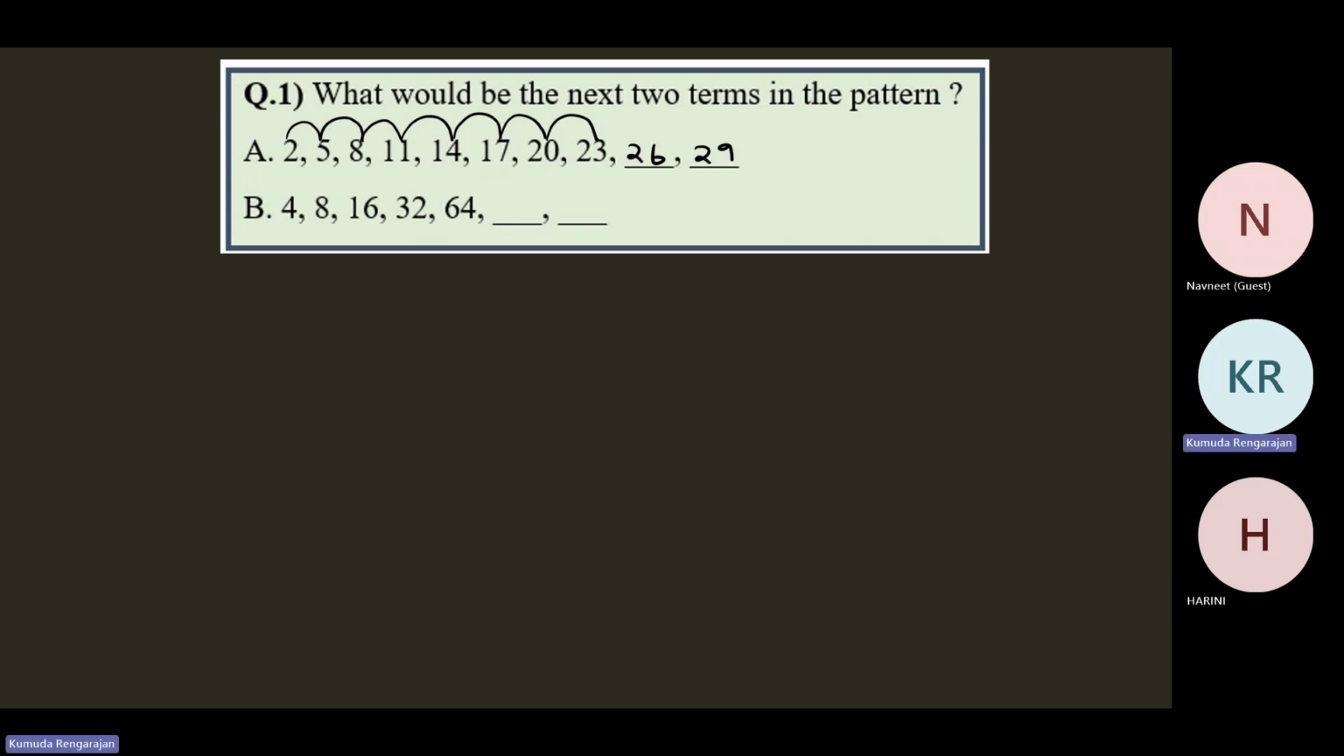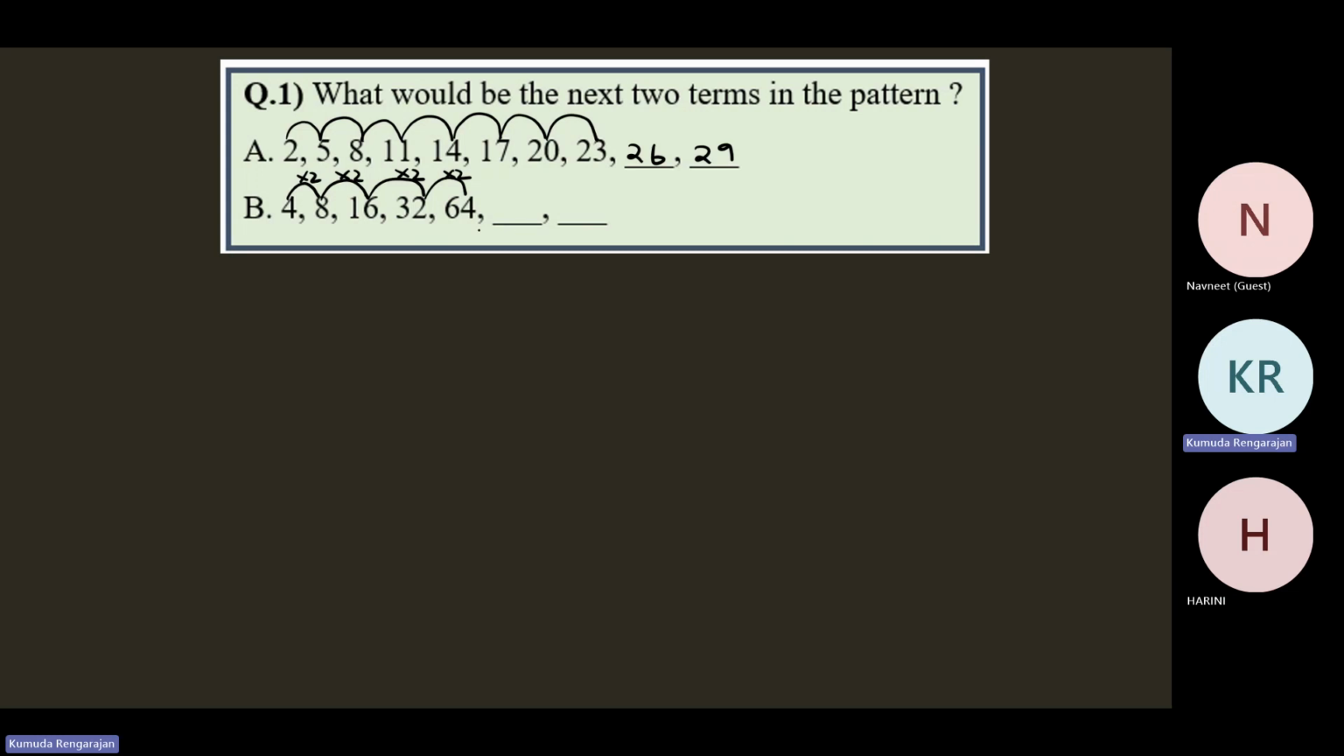Okay, I'll help you. 4 into 2 is 8. Continue. 8 into 2 is 16. Then 16 into 2? See here. 4 into 2 is 8. 8 into 2 is 16. So what is 16 into 2? 32. Yes. 32 into 2, 64.